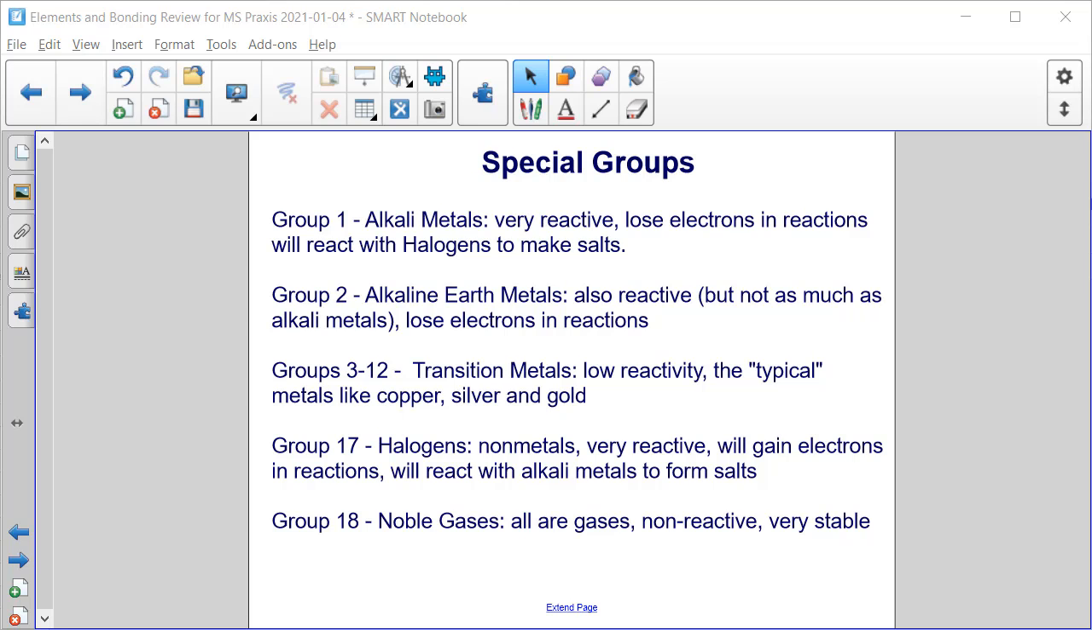Group 17 to the right side, starting with the element fluorine, are the halogens. They are nonmetals and are also very highly reactive. They gain electrons in reactions and, as mentioned, will react with alkali metals like sodium to form salts. Finally, the very last group, group 18 in the periodic table, are the noble gases. They all are gases. They are non-reactive and are very stable.